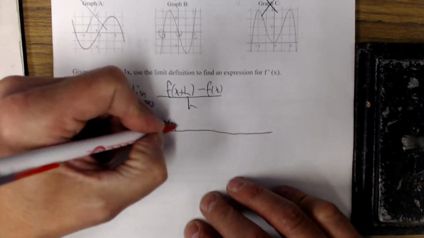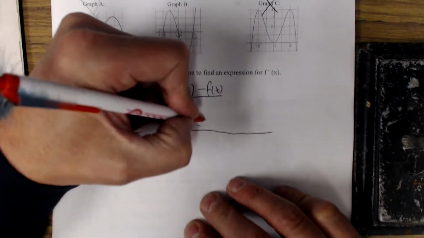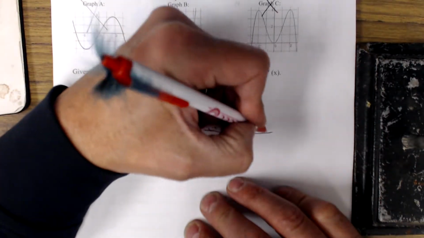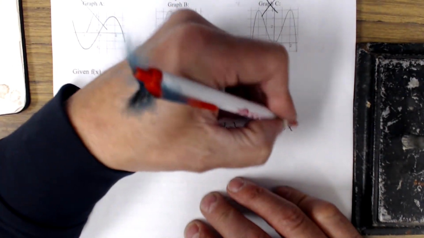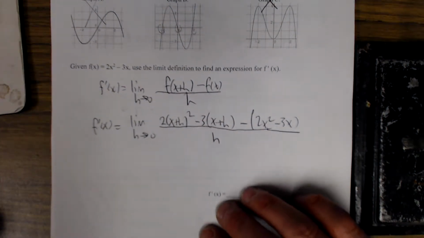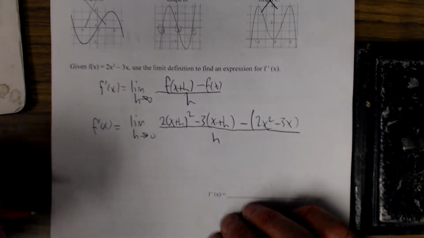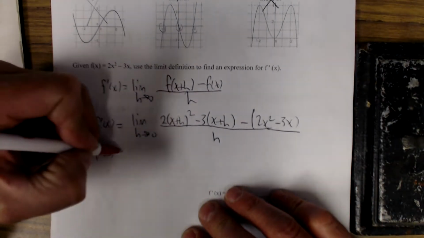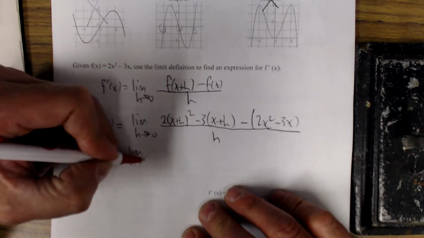So that's going to be 2 times (x plus h) squared minus 3 times (x plus h), minus (2x squared minus 3x), all over h. Okay, so that's the setup. Now we have to do the algebra. So everyone can do the setup, right? Because it's just plugging stuff in.